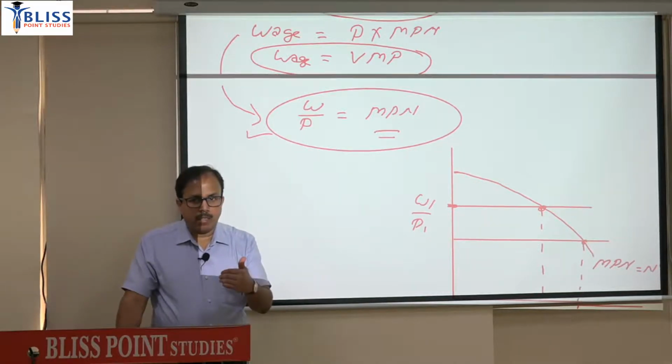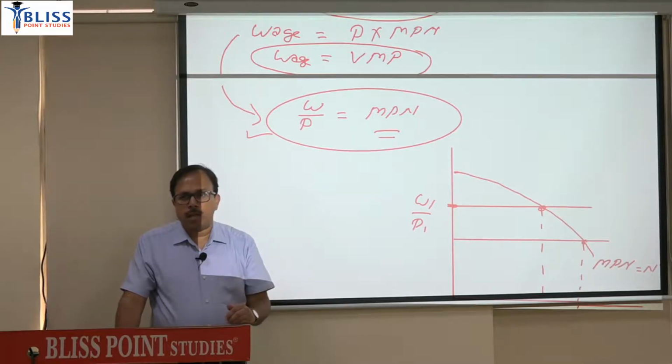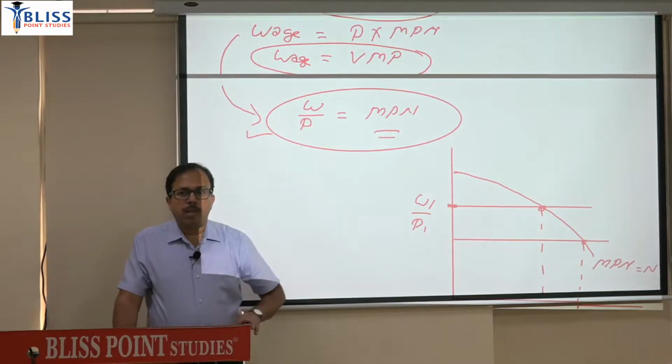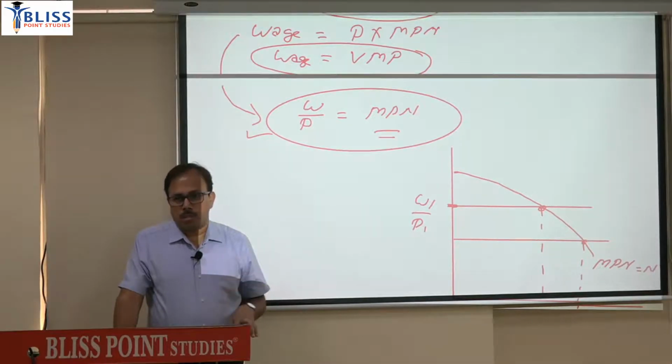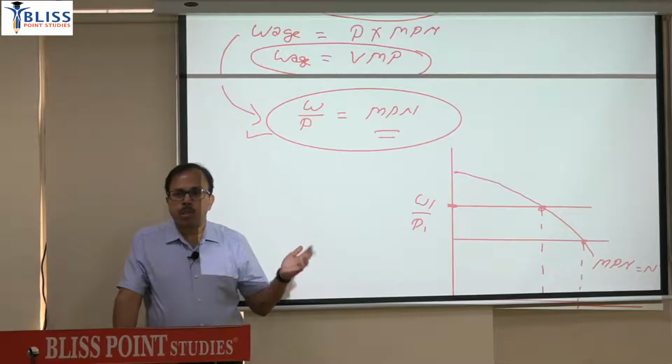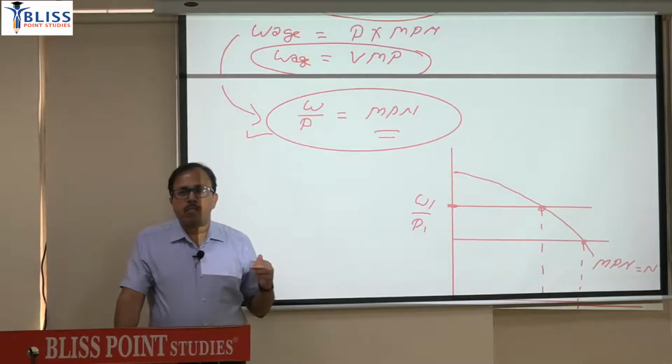This is one side. What is the other side? Supply curve. And who supplies labor? Households. How much labor will they supply? They will supply that much of labor where their own utility gets maximized. They are interested in maximizing their utility. Firms are interested in maximizing their profit.